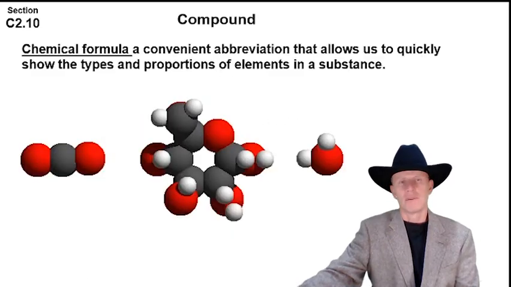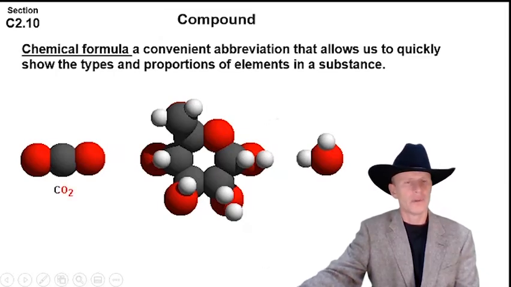A chemical formula is a convenient abbreviation that allows us to quickly show the types and proportions of elements in a substance. For example, if you see the chemical formula CO2, you know that there is 1 carbon, the gray, to 2 oxygens, the reds.